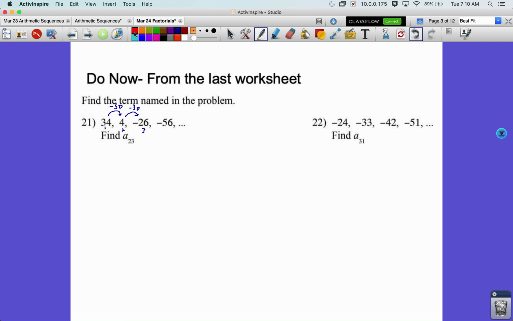Well, we can use our explicit formula for that. To do that, you take the first term plus our common difference times this number, 23 minus 1. We wouldn't have to do that minus 1 if we called this the 0th term, but because we want to call this the first term, that's why there's that minus 1. Everything gets shifted 1 over, just so you know. All right, so let's see what we get here.